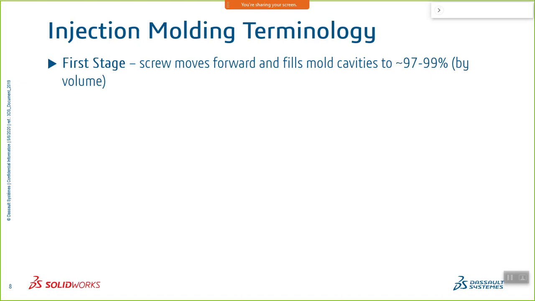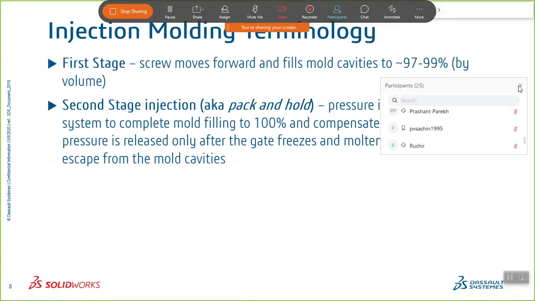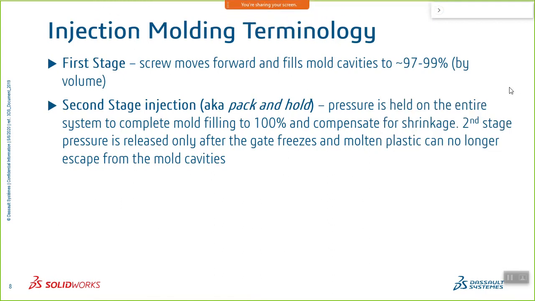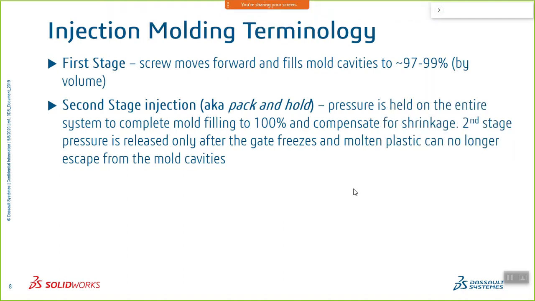Like the first stage, the screw moves forward and fills the mold cavity. It is roughly 97 to 99% volume. Then the next stage is your pack and hold stage. In this, the pressure is held on the entire system to complete the mold filling to 100%, right? And compensate for any shrinkage if there is. Then in the second stage, the pressure is released only after the gate freezes and molten plastic can no longer escape the mold cavities, right? So this is my second stage.